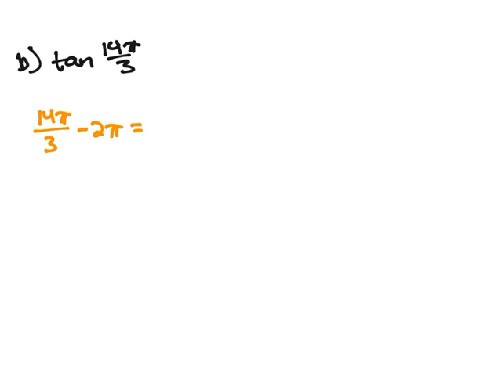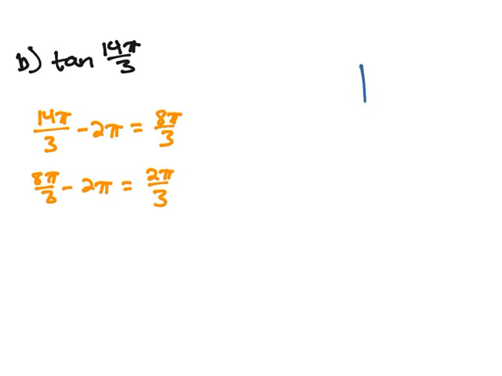Well, 14 over 3 minus 2 gives me 8 over 3. So this is 8 pi over 3. That is still more than 2 pi. So we do it again. 8 pi over 3 minus 2 pi. The calculator, I type in 8 over 3 minus 2, and I get 2/3. So we've got 2 pi over 3.